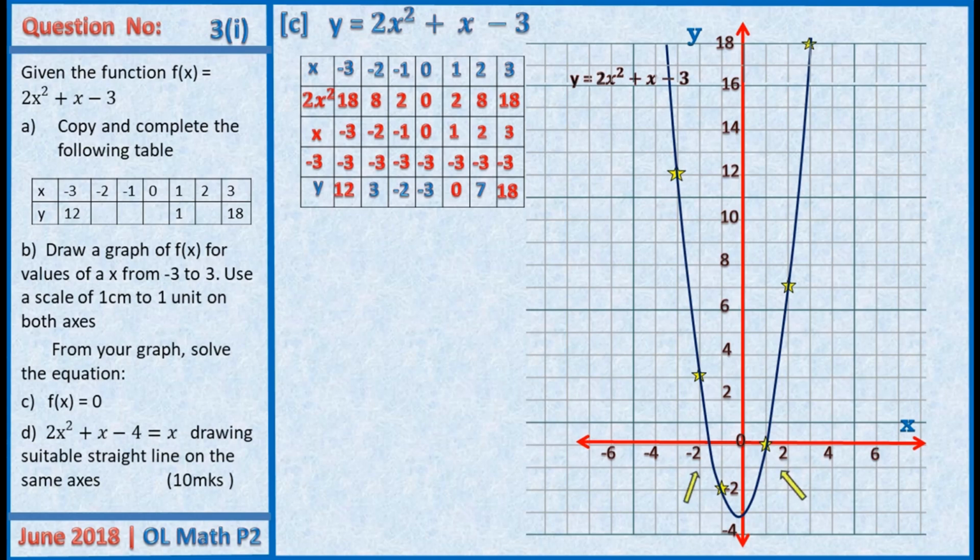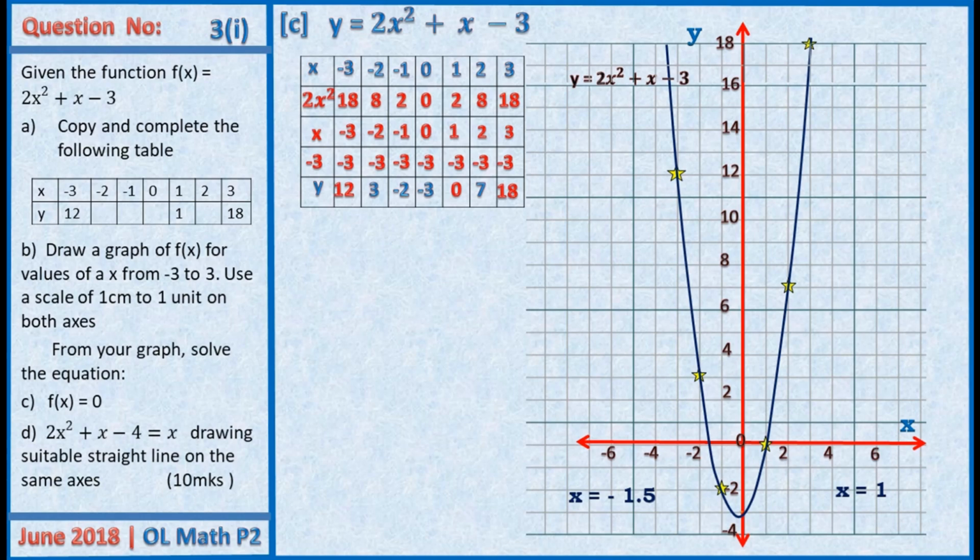So from this graph, the roots of the equation will be the points where the curve cuts the x-axis, and the values here are x equals 1 and x equals minus 1.5. D, they say from the graph, solve the equation 2x squared plus x minus 4 equals x by drawing a suitable line on the same axis.